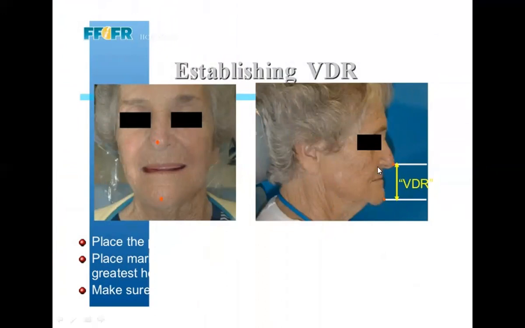Then the head must be upright. The patient is asked to be seated. Relax. Insert the maxillary occlusal rim in the patient's mouth. Do not insert the mandibular occlusal rim, and try to measure this distance with the help of your ruler. Whatever distance comes is called the vertical dimension of rest, VDR.